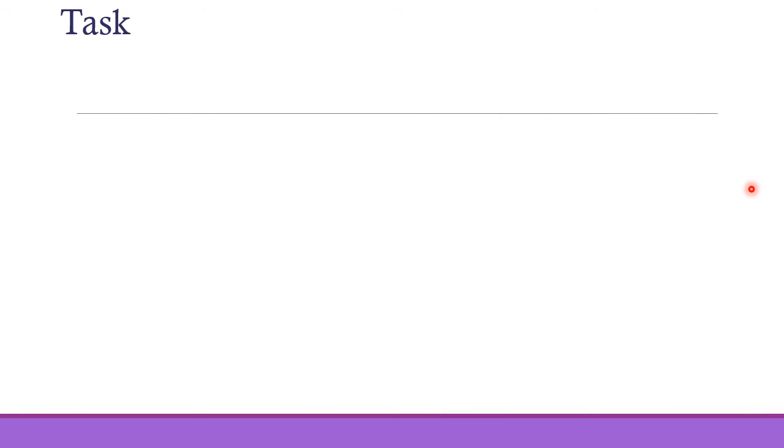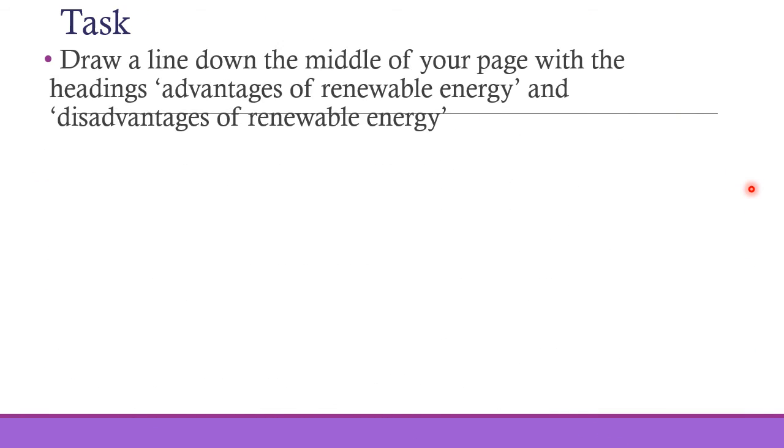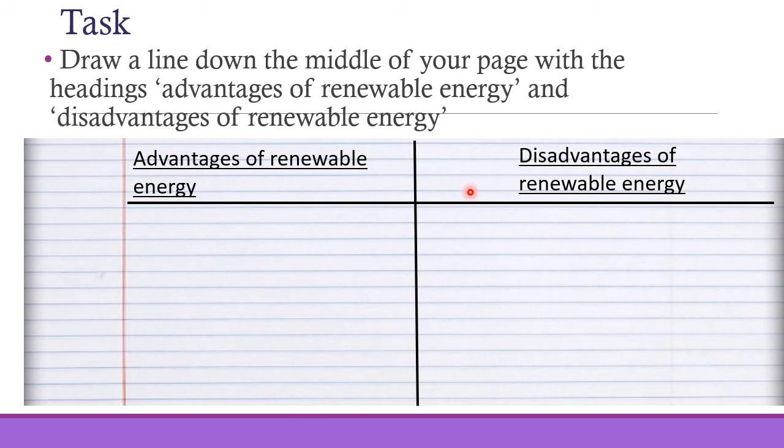Right, our task today is to draw a line down the middle of your page with the headings advantages of renewable energy and disadvantages of renewable energy. So we're focused on renewable energy. So our solar energy, our wind energy, geothermal energy, and biomass energy and hydro energy. So advantages of renewable energy and disadvantages of renewable energy. Can you spend a couple of minutes just drawing this table quickly down the middle of your books, please?